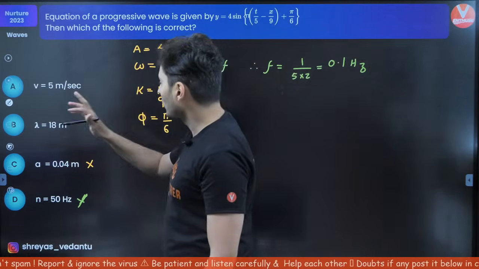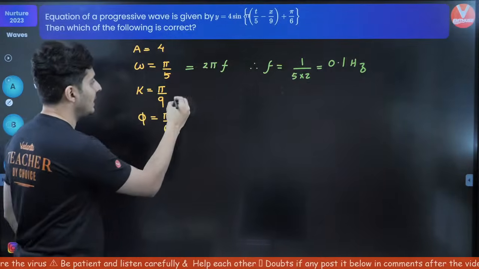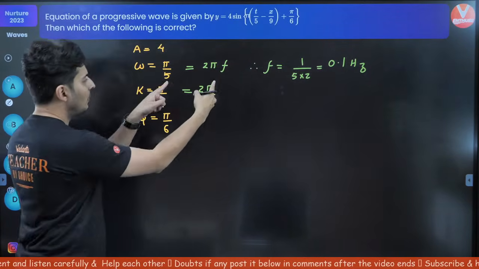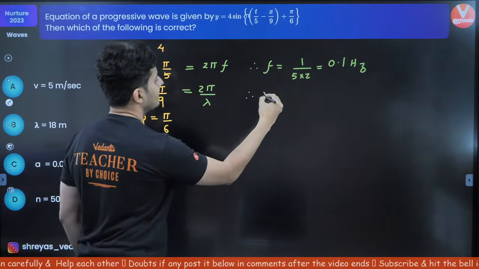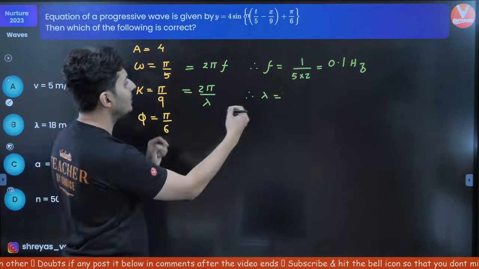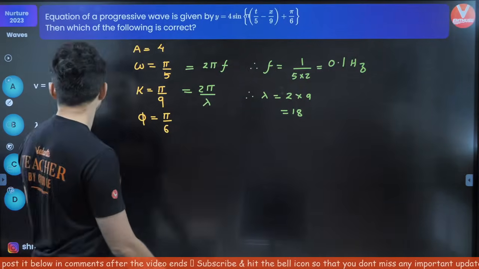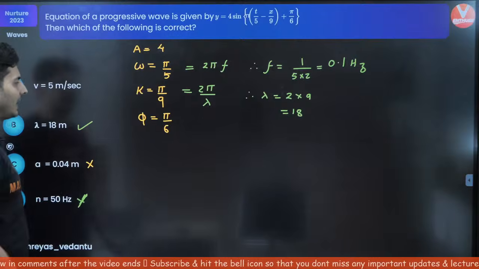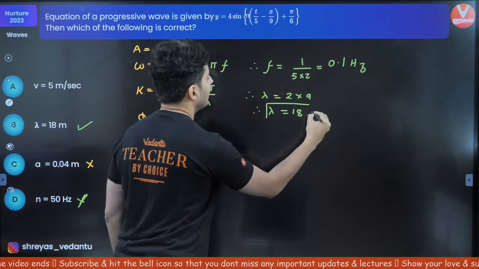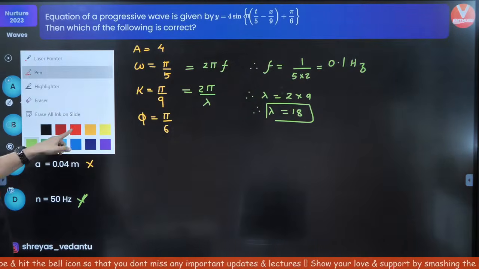Next, let's talk about the wavelength. How can I get the wavelength? From k. k is 2π by lambda. So let's just write it down: π/9 = 2π/λ. π cancels. From this, lambda will be equal to 2 into 9, which is nothing but 18. Is 18 given? Yes, this is correct. So the wavelength is 18 meters. That is definitely correct. Other things are wrong. Obviously, velocity will also be wrong.